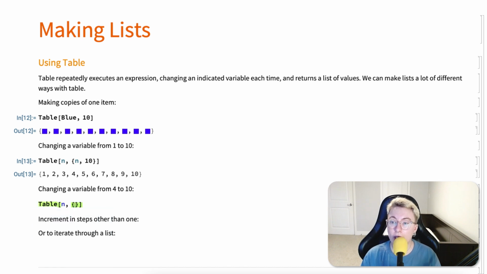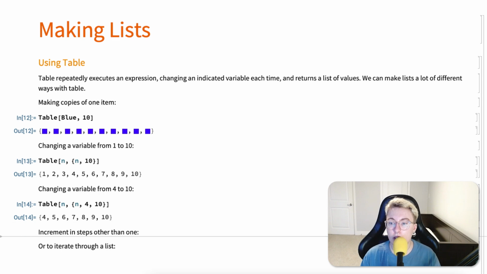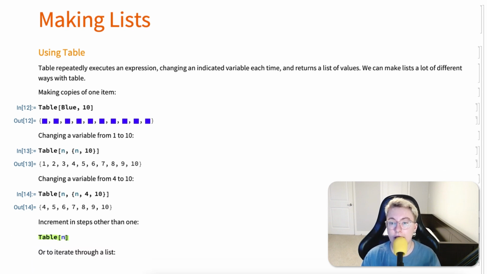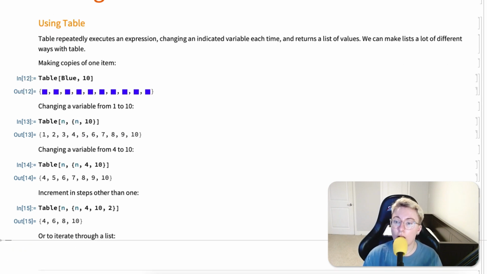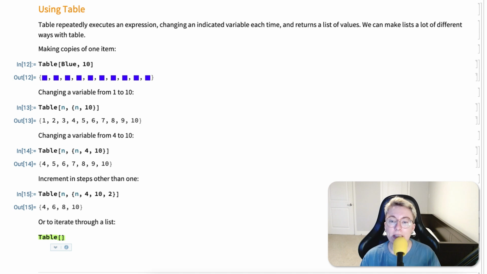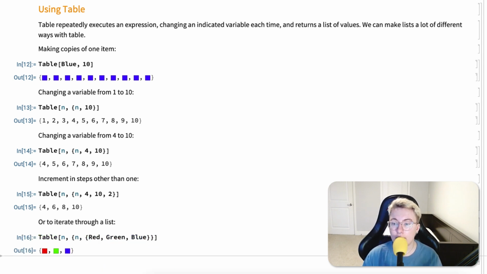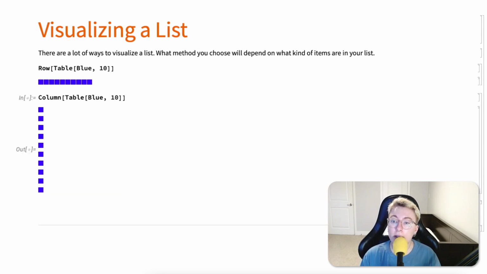Just like with range, we can add an additional specification to that second argument that shows what number we want to start at, and yet another to set the step size to a number other than 1. An additional feature of table is that it can iterate an operation through a list of items. So instead of giving table a specification for a number in the second argument, we can provide a list of values. It will then repeatedly execute the first argument for each item in that list. Often, when we're working with a list of items, it might be useful to visualize the list.